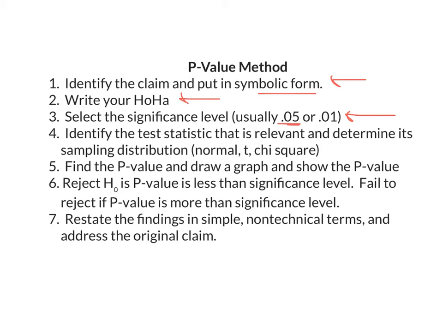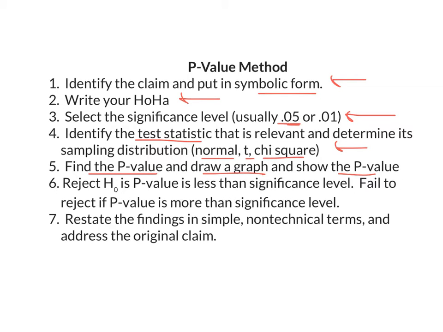Number four, identify the test stat that is relevant, determine its sampling distribution. Are we using normal? Are we using t? Are we using chi-square? Important. We're going to use technology for that a lot. Number five, find the p-value and draw a graph. We are going to draw graphs and show the p-value. That's going to be important.